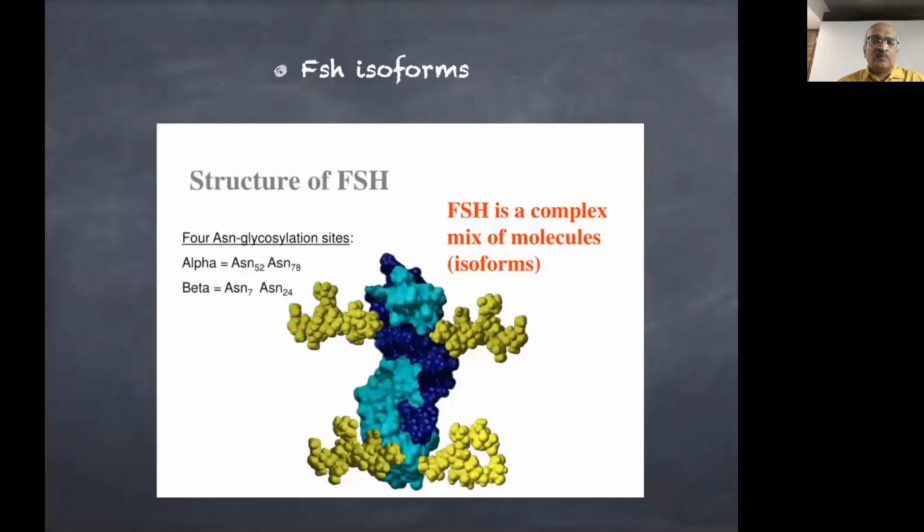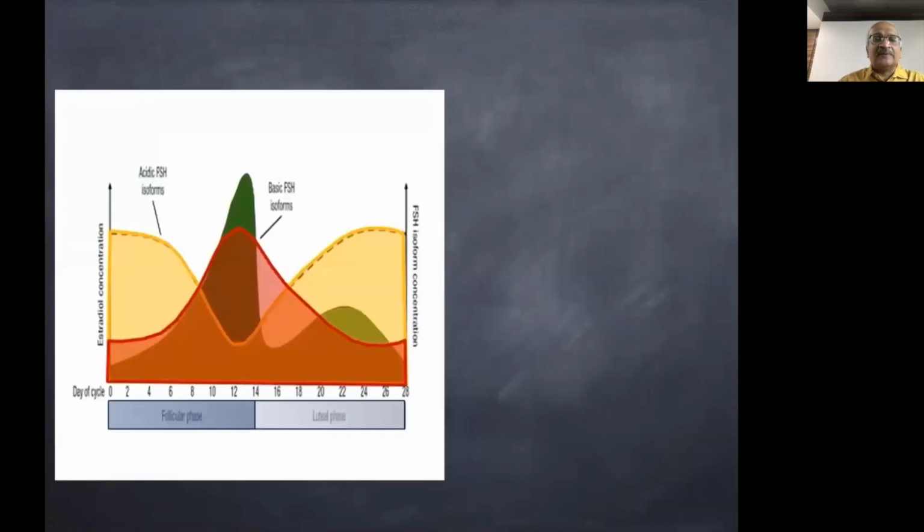If you look at the structure of the FSH molecule, it has carboxy terminals and sialic acid residues are attached to it. Depending upon how much sialic acid is attached to an FSH molecule, there are different FSH isoforms. Sadly, in commercial practice, the commercial preparations of FSH have certain fixed sialic acid ratios. But when it comes to natural FSH, different isoforms are secreted in different parts of the menstrual cycle.